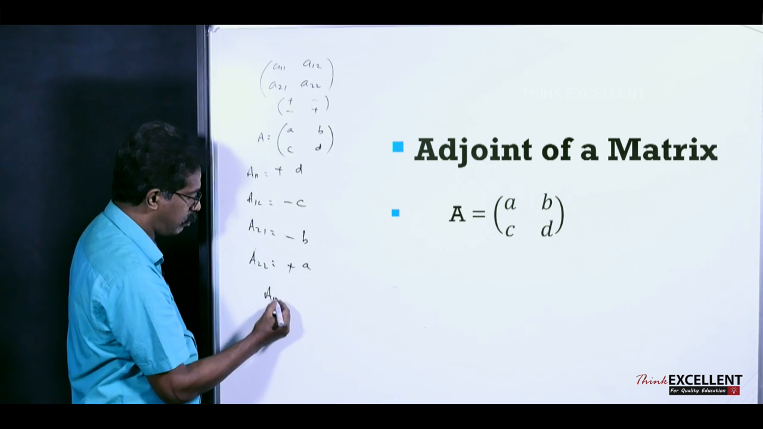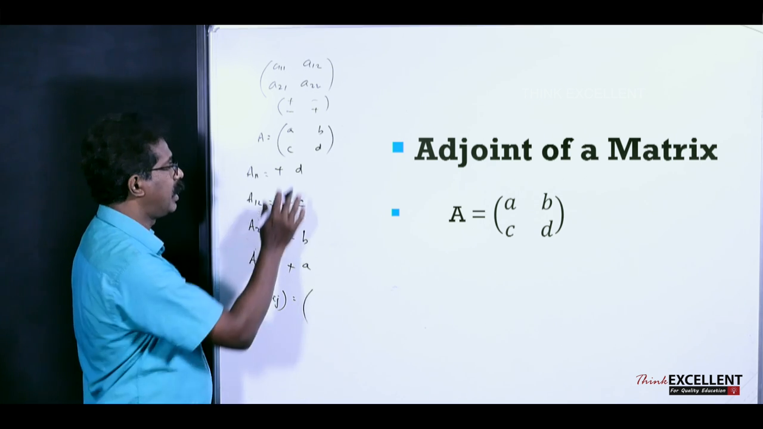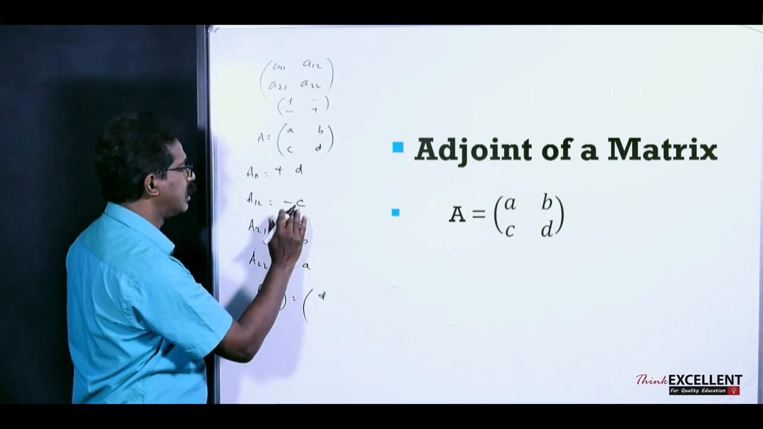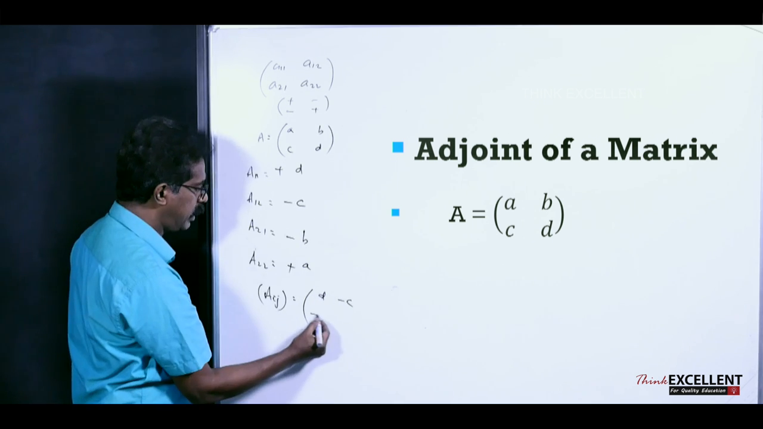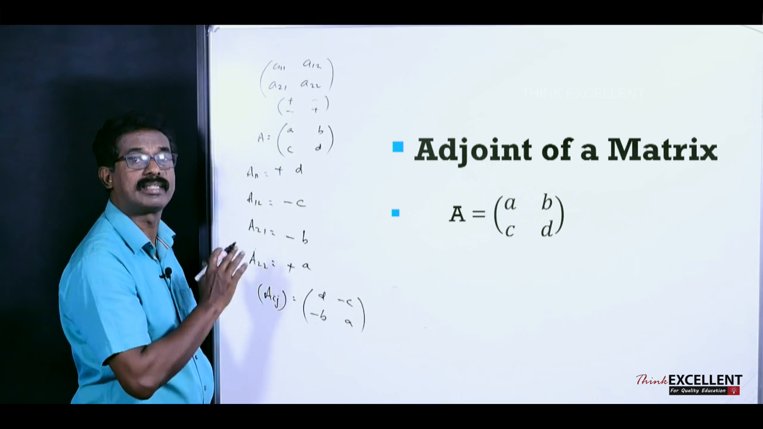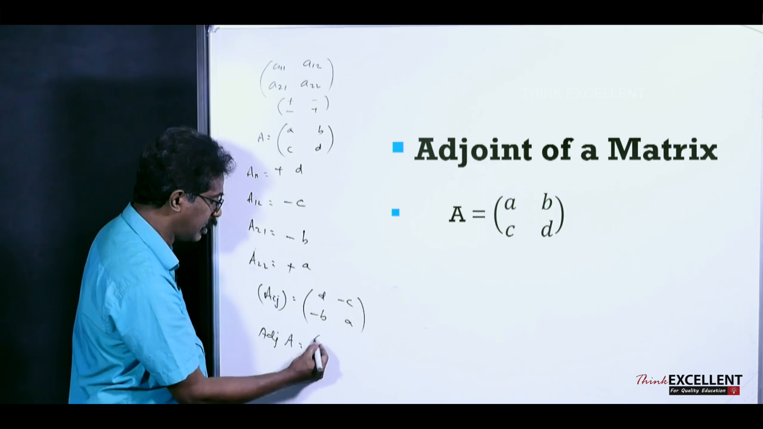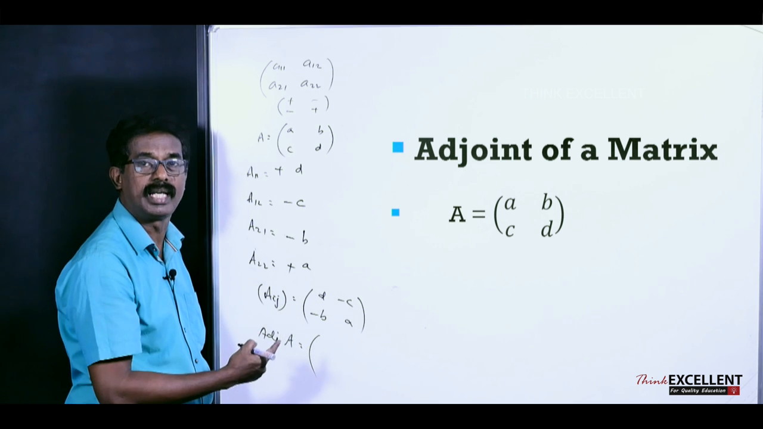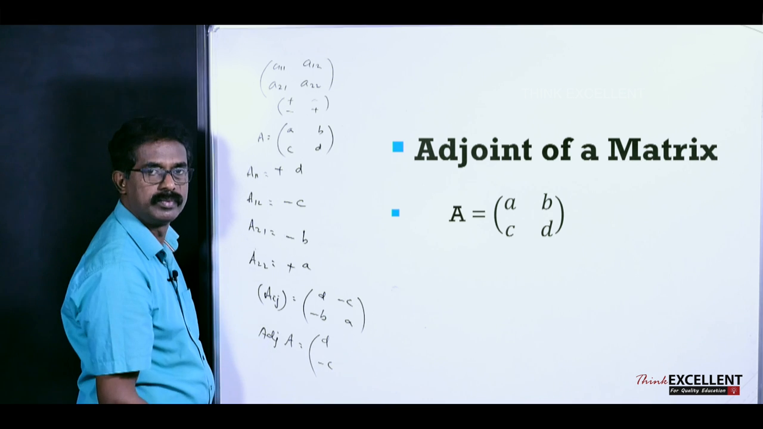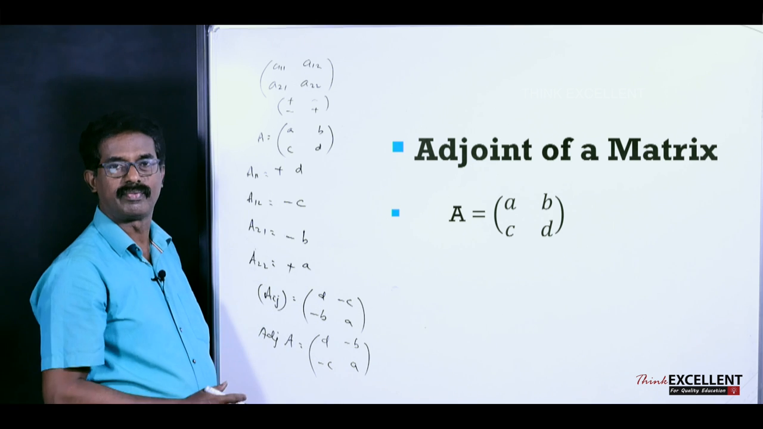Now you write the cofactor matrix Aij, called the cofactor matrix. What do you do? Replace the elements by the corresponding cofactors. The cofactors are D, minus C, minus B, A. This is not the adjoint. This is only the cofactor matrix. Now the adjoint is the transpose of this. Transpose means interchanging rows and columns. The first row, D, minus C, you write as a column. The second row, minus B, A, write it as the second column. This is the adjoint of A.